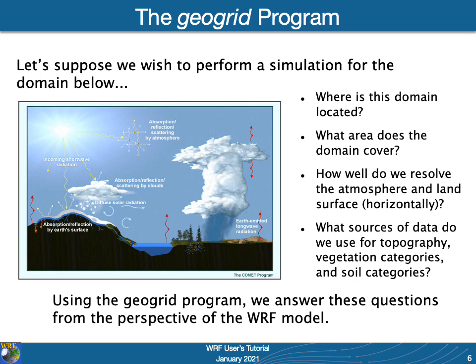And we can also start to wonder how well the simulation resolves the atmosphere and the land surface in the horizontal directions. So we can see in this cartoon that there's a lake, and we transition to deciduous forest and now into needle-leaf forest. And so how many grid cells do we have that resolve that transition on the land surface and in the atmosphere above? And we can also ask questions like, what sources of data do we use to represent the topography in this domain and the different vegetation categories in our domain? And so from the perspective of the WRF model, it's the Geogrid program that we use to answer all of these questions.